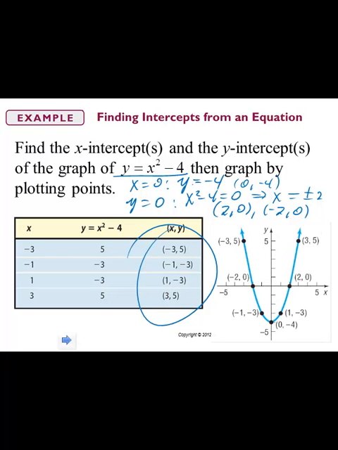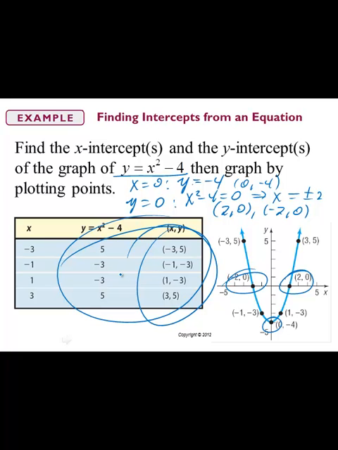And voila! We've got the graph of y equals x squared minus 4. We've got our two x-intercepts right there and there. We've got our y-intercept, and we've got several other points that we got from a table that we created.